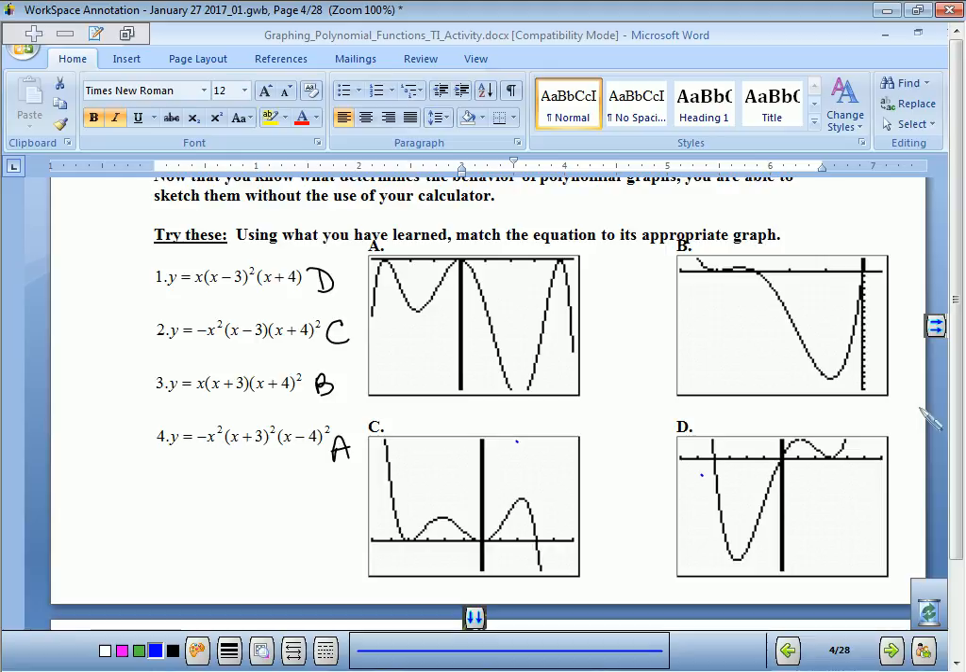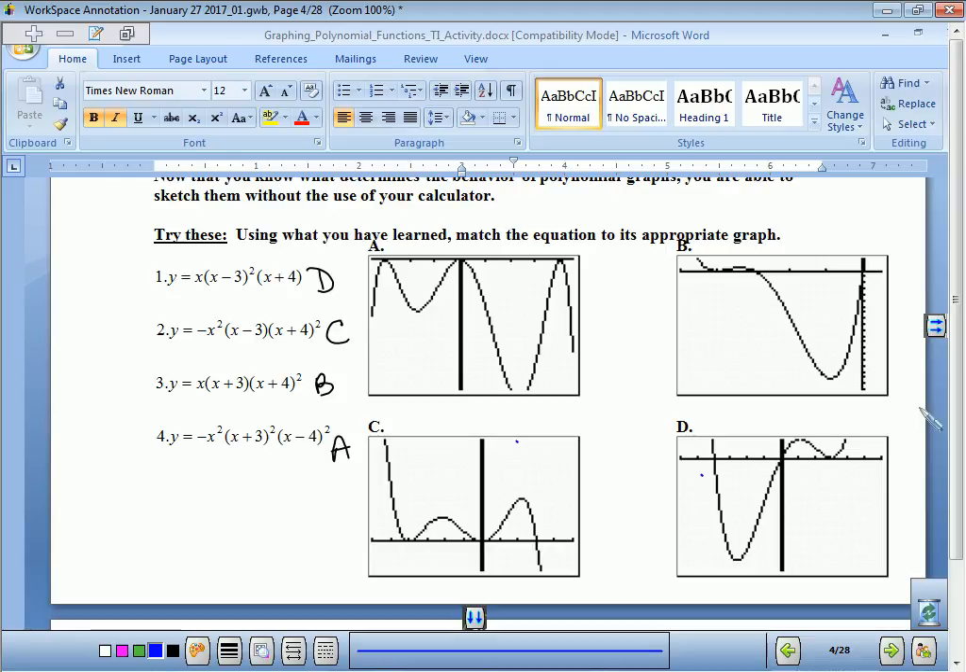It's even and negative, so both ends will fall. Fall, fall. Really all we had to look at, because it was the only one that did that with the end behavior. But let's look at the individual intercepts. This is squared, squared, squared. So it should bounce, bounce, bounce. Got it?